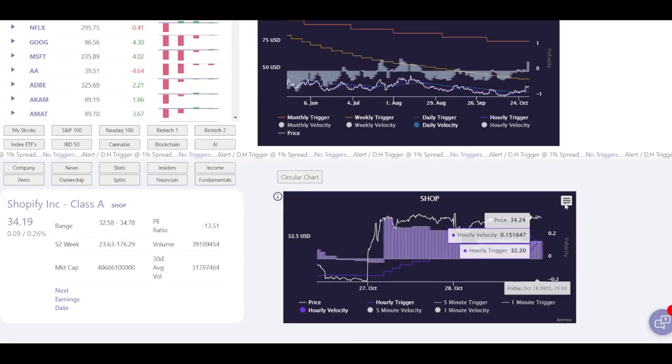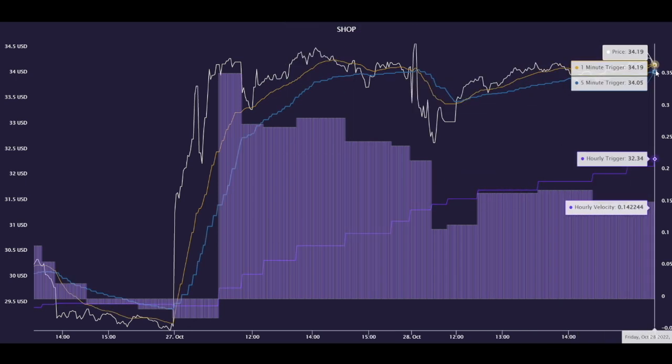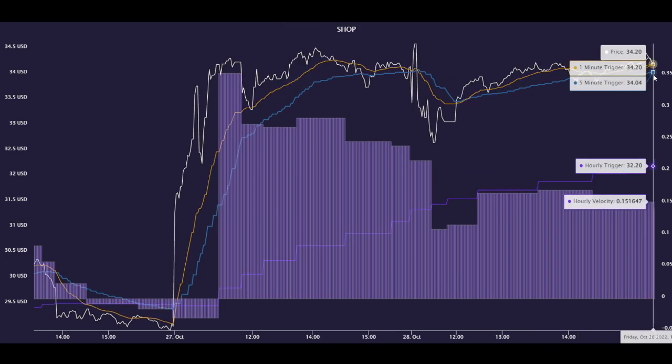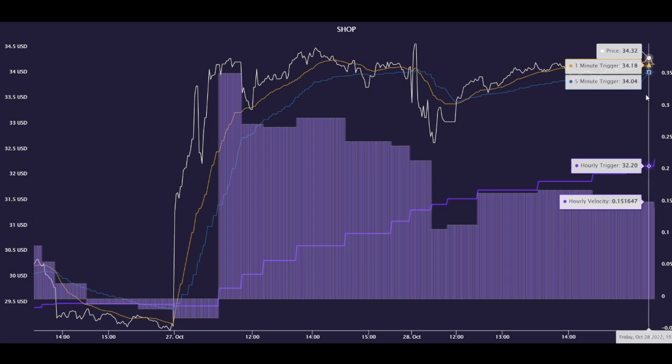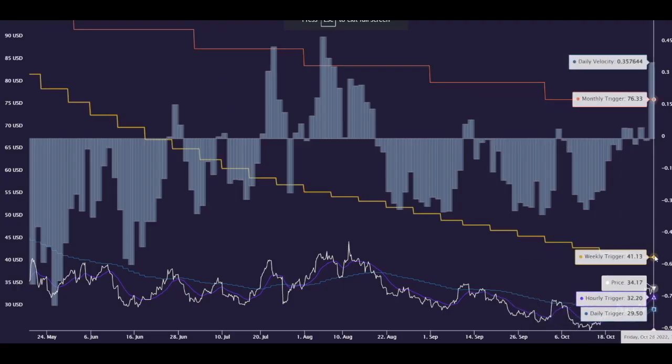So here's what we can do. We can go long Shopify on Monday with a stop loss below the 5-minute trigger at 34.05. If it falls below the 5-minute trigger, we long again at the hourly trigger. If it doesn't, then we only ride 25% of a position instead of a full-size position, which is fine. And our target is the weekly trigger. So Shopify, 25% of position, stop under the 5-minute trigger.